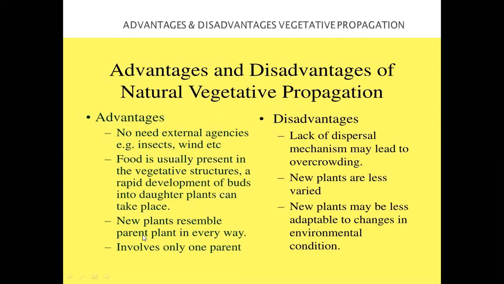New plants resemble the parent plant in every way. Yes, they were identical, you can say. The plants produced through vegetative propagation were similar to their parents, meaning they are identical. Involves only one parent. Yes, it is a method of asexual reproduction. A means not, and sexual means union of gametes, right? So it means only one parent was involved, not two parents. That is why this is also one advantage of natural vegetative propagation.